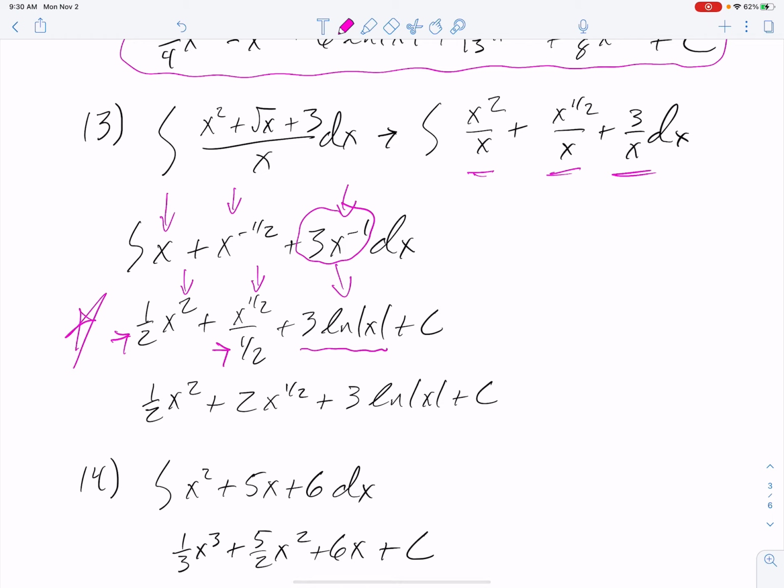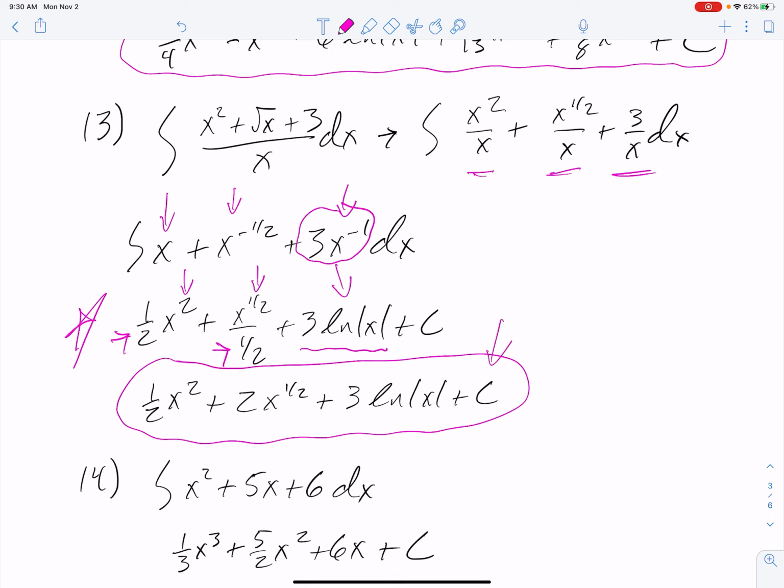If you don't show this intermediate step, that's fine. If you go straight to your final answer, that's great. And again, don't forget about plus c. If you don't write plus c until your final answer, that's okay. Just be very conscious of trying not to forget it.